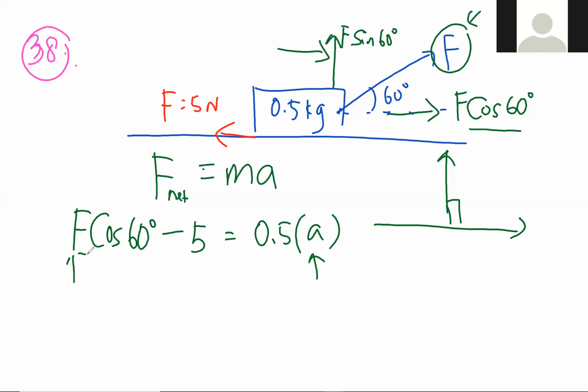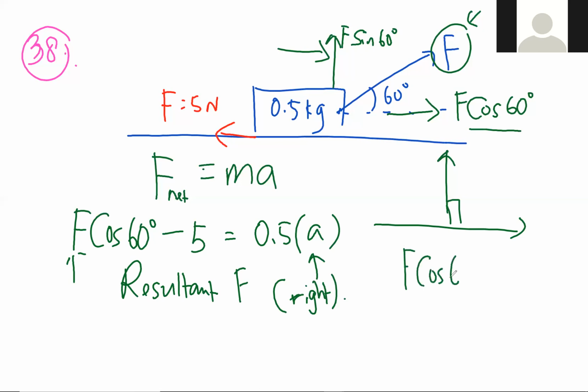So what you do is that, because you know that the resultant force is acting to the right, I write down here, acting to the right. So F cos 60 must be bigger than 5. Okay, it must be bigger than the frictional force, only then it can move to the right. So F cos 60 bigger than 5. So F is bigger than 10.